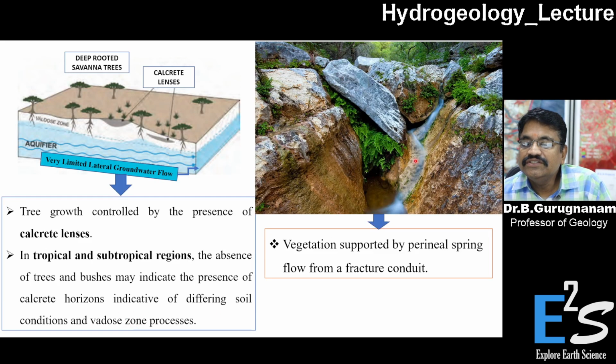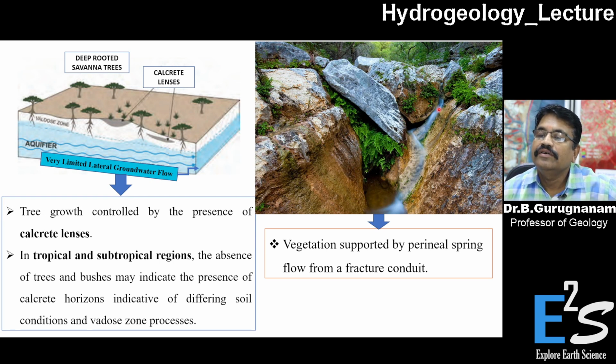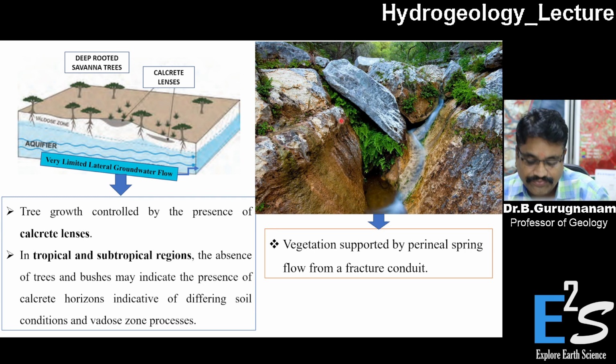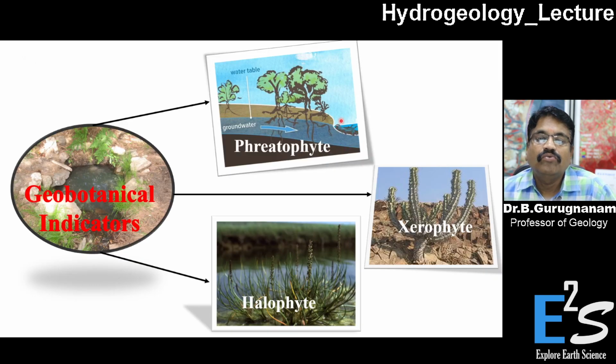And vegetation supported by a perennial spring. You see, you have a spring here. This is a perennial spring. The perennial spring which is coming, you can look at the perennial spring. This vegetation is supported by the perennial spring. So this also sometimes helps in assessing groundwater exploration.